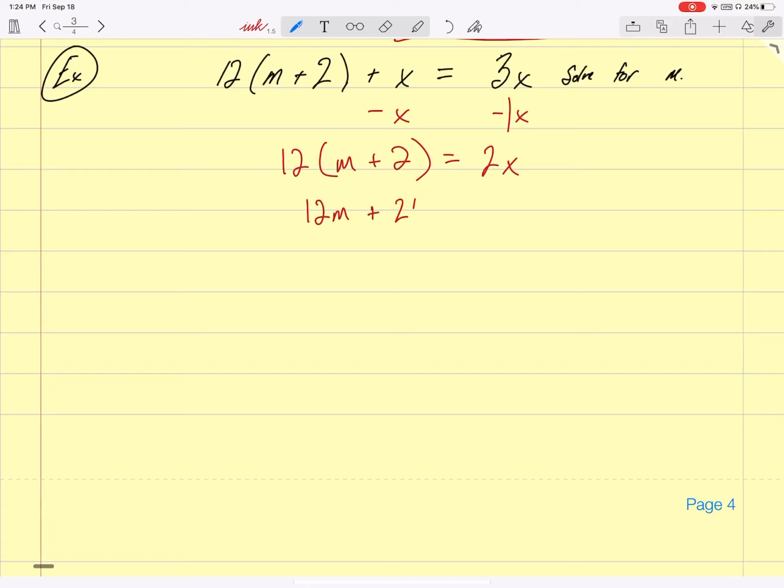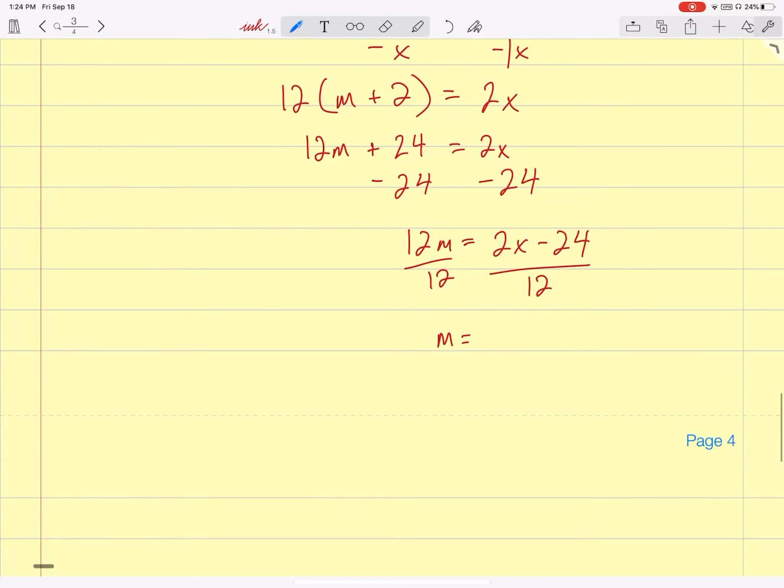12m plus 24 equals 2x. Okay, we're solving for m, so we subtract the 24 to get 2x minus 24 equals 12m. So 12 times m, so we're going to divide by 12. Divide by 12 on both sides for everything. And in this case, let's do some simplification. I'll write this twice just to be clear about it. So this would be 2x minus 24 over 12.